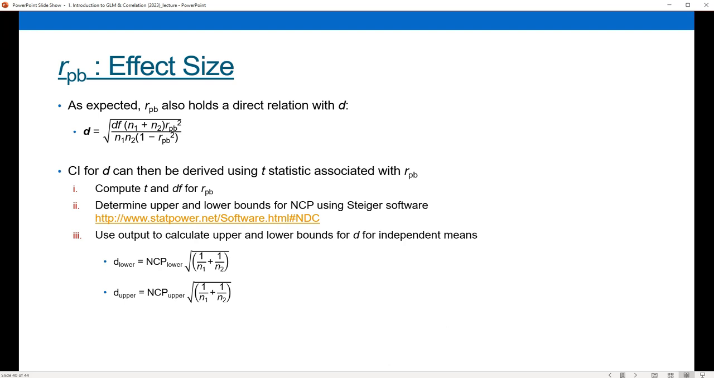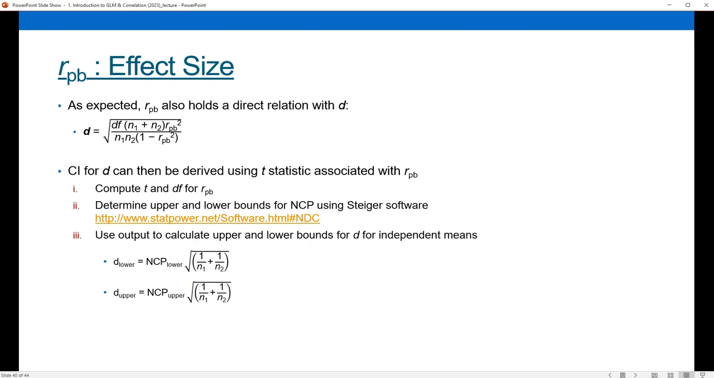But then what I could do is take that point biserial and turn it back into a D metric, because maybe I want to talk about it as a standard deviation difference. I get an estimate for D, and then I can take the t-value that I got for my test of my point biserial, run that through my Steiger software, and use that output to calculate the upper and lower bounds for D based on the information I've got. Okay. So again, this is all just the same stuff that we did last semester.